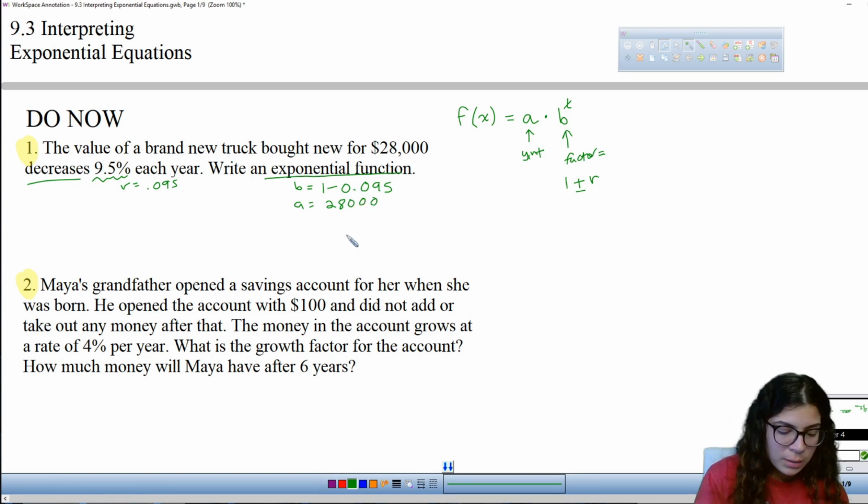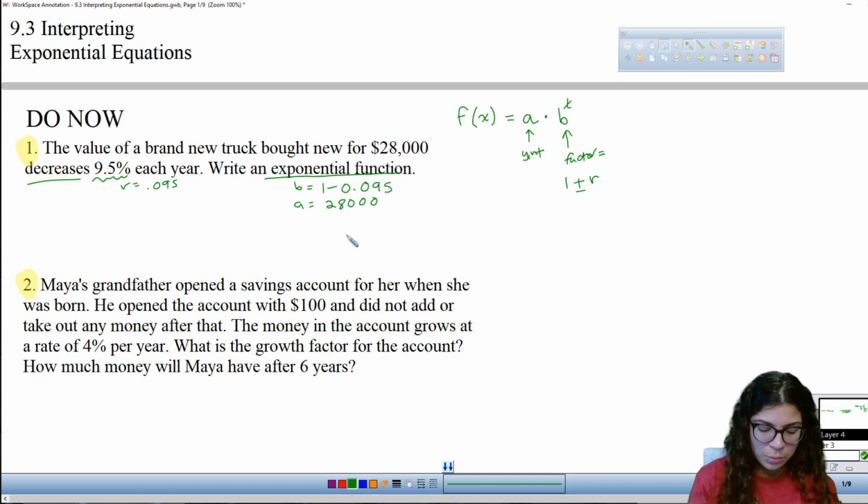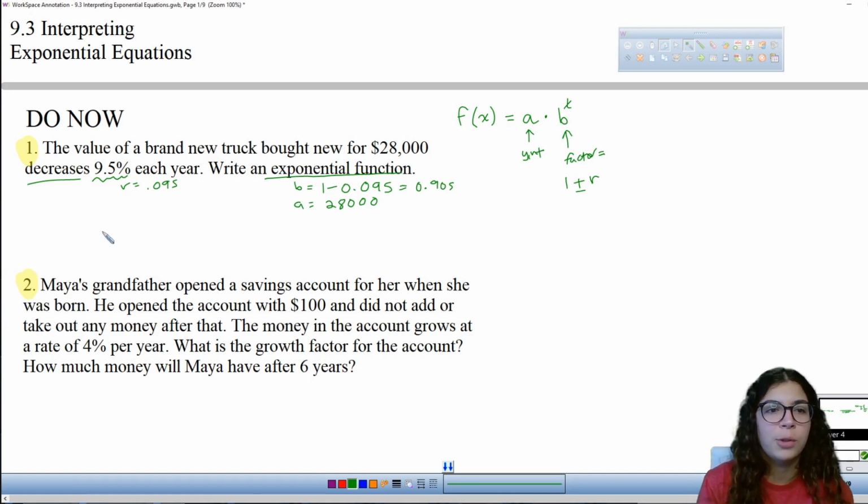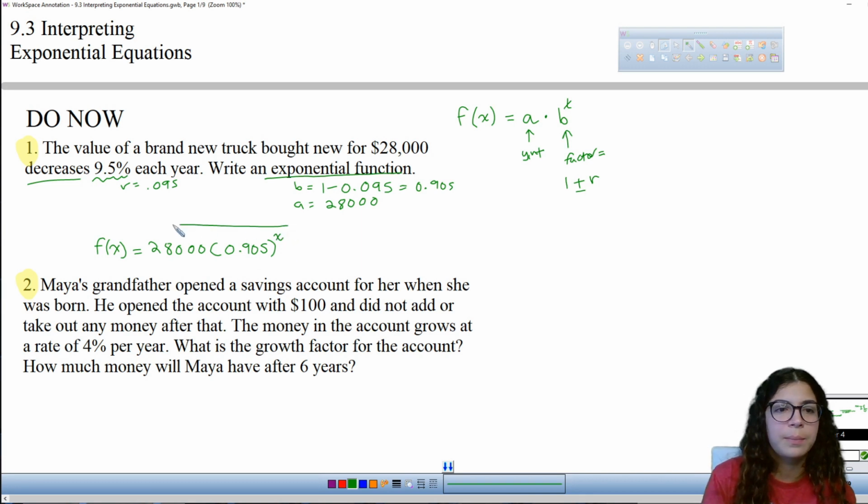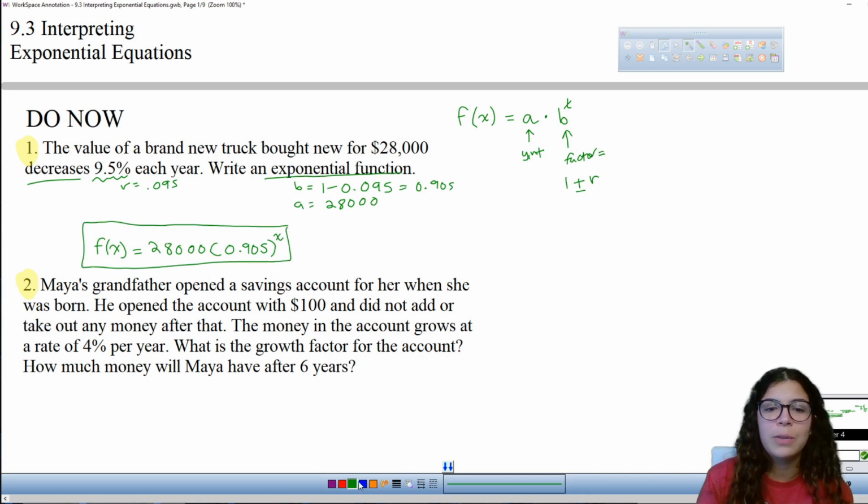Now I'm going to go ahead and use my calculator here on the side to subtract quickly. And the factor is 0.905. Okay. So this exponential function would be f of x equals 28,000 times 0.905 to the power of x. Okay, let's move on to number 2.